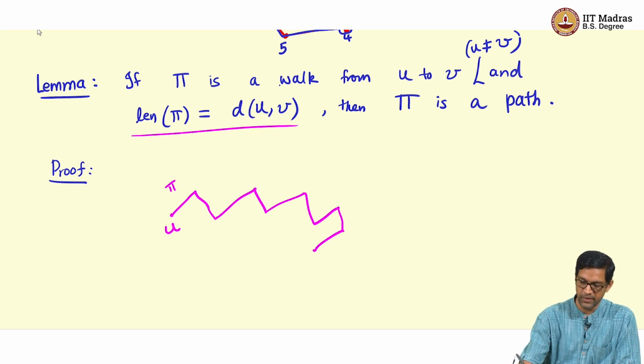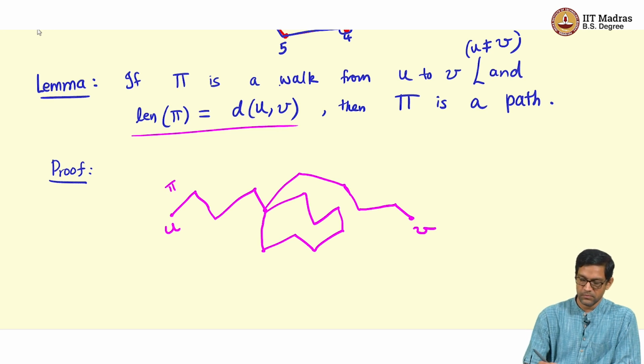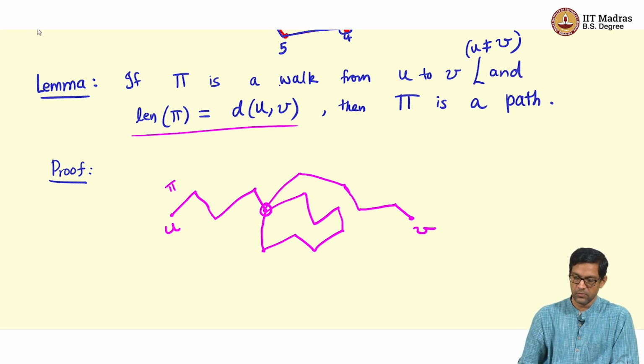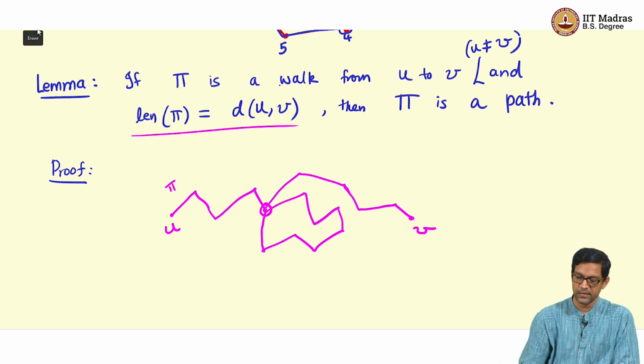So, what do I mean? Maybe pi was like this, okay, then came back to this vertex and then from there it proceeded again and reached v. Suppose this was my path pi. Now, what I have drawn here is not a path, it is a walk because it has come back to a certain vertex again. Now, we claim that if this happens, then we can construct a shorter path than pi. Pi could not have been the shortest possible path between u and v.